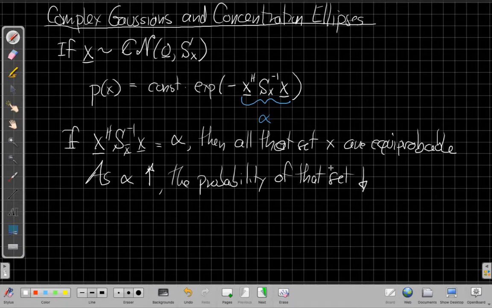So the bigger this quadratic form is, the smaller the probability, right? Because as alpha gets bigger, the probability, which is based on e to the minus alpha, is getting smaller. Or seen the other way, as alpha gets smaller, that's a set of points that are more probable.